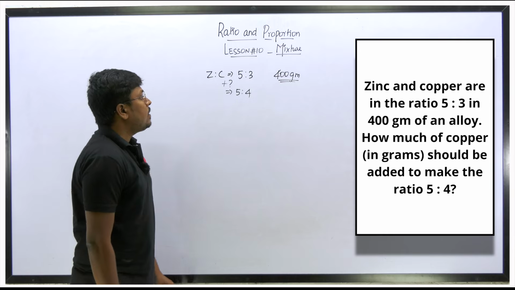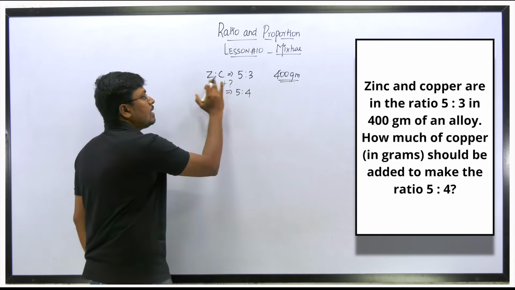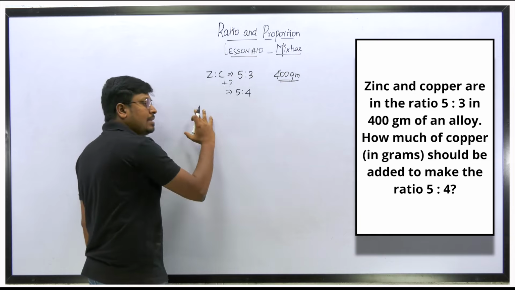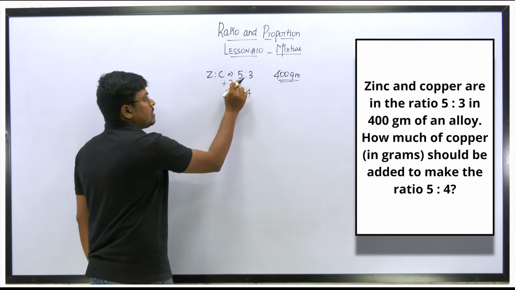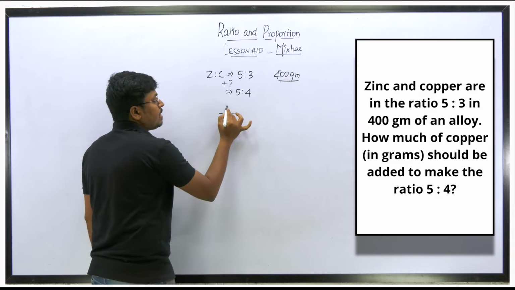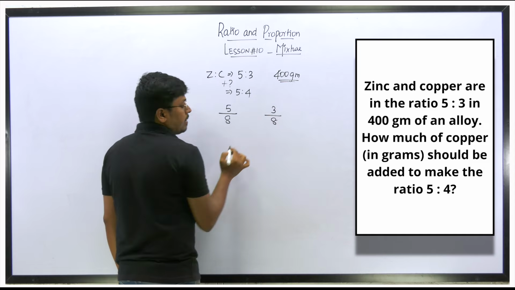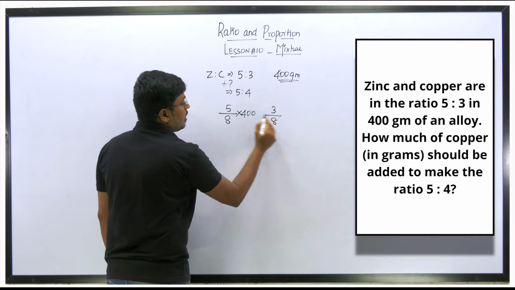Just see here. We already know that the alloy contains 400 grams. Out of that 400 gram, zinc and copper are 5:3. Now we can find how much zinc and how much copper is there in grams out of this 400. So we can say 5 plus 3 will be 8. Out of total 8 parts, 5 parts will be zinc. Similarly, out of 8 parts, 3 parts will be copper. And that alloy contains 400 grams in total.